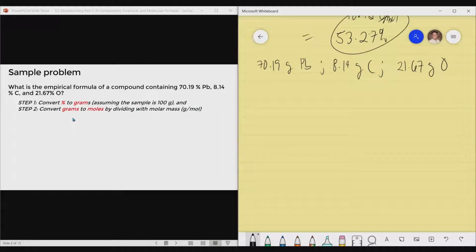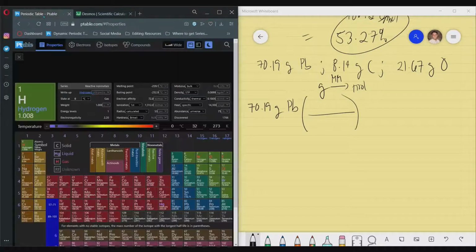And then step number 2, convert grams to moles by dividing with molar mass. So we simply need to convert the unit gram into mole unit for all. We'll be doing this particular step 3 times. So let me start with lead. 70.19 grams of lead. Convert it from gram to mole using molar mass. I'll be looking at the molar mass of lead from the periodic table here.